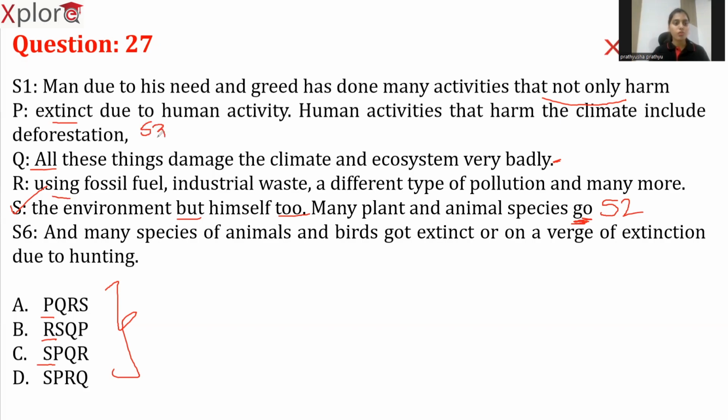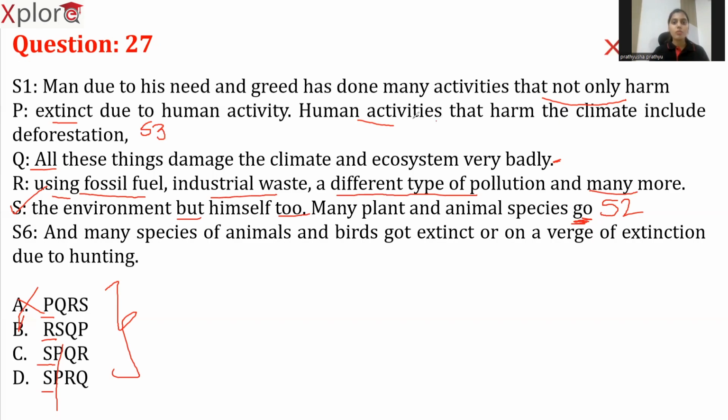Even if you check the options also, now we have successfully eliminated option A and option B. Now if you check C and D, S, P, up to here it is common, right? Now we need to identify whether R comes next or Q comes next. Let's see it now. Due to human activity. Now you are saying that all the animal species go extinct due to human activity. Now what are those human activities? You have mentioned it clearly here. Human activities that harm the climate include deforestation. Those human activities are deforestation, using fossil fuels, industrial waste, a different type of pollution, and many more.